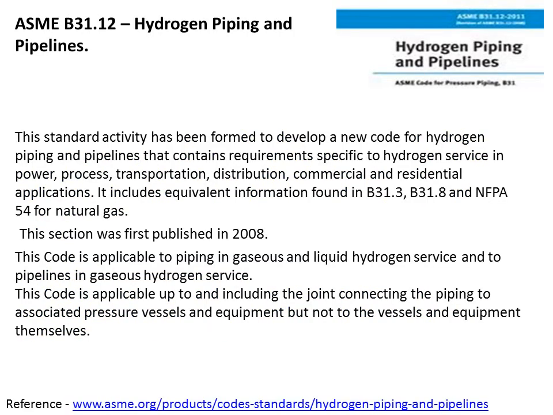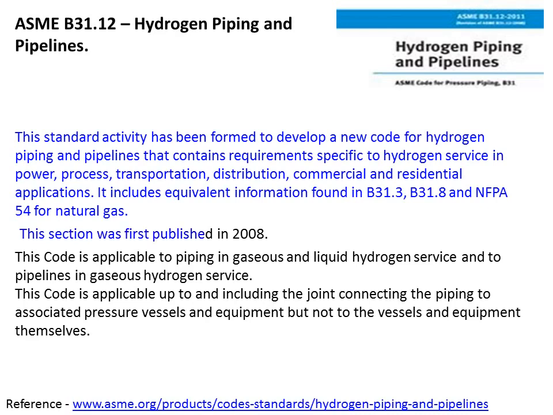B31.12 is meant for hydrogen piping and pipelines. This particular standard activity has been formed to develop a new code for hydrogen piping and pipelines that contains requirements specific to hydrogen services in power, process, transportation, distribution, commercial, and residential applications. It includes equivalent information found in B31.3, B31.8, and NFPA 54 for natural gas.